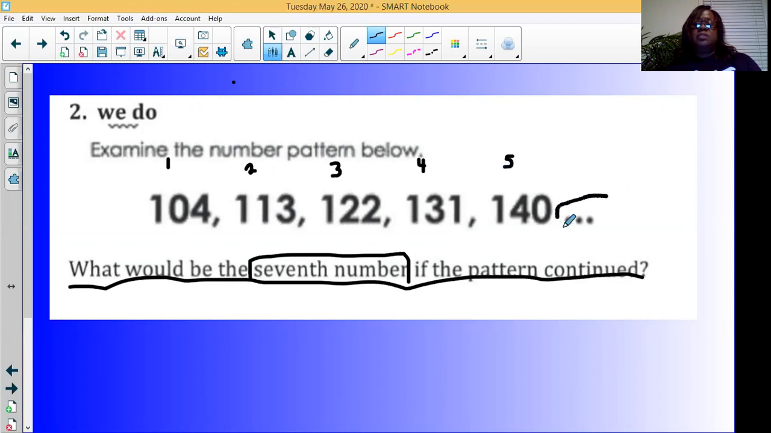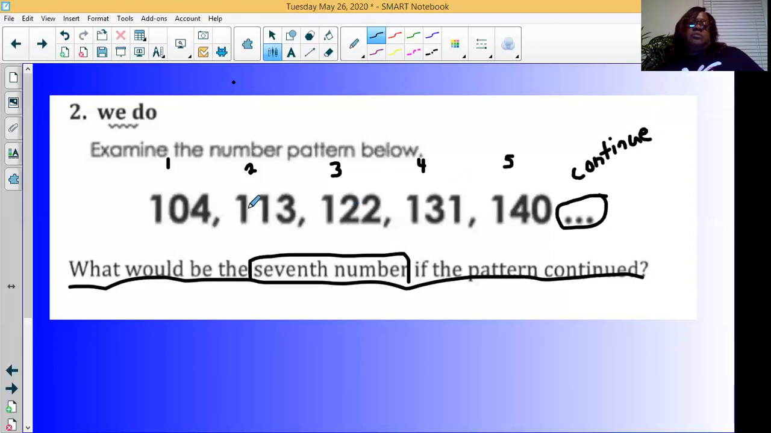And remember, those dots you see mean to continue the pattern. So anytime you see those dots, you have to figure out what the pattern is, and you have to continue the pattern like we did in the one that I just did previous to this. Okay? All right, so let's look at what we have. Our first number is 104.